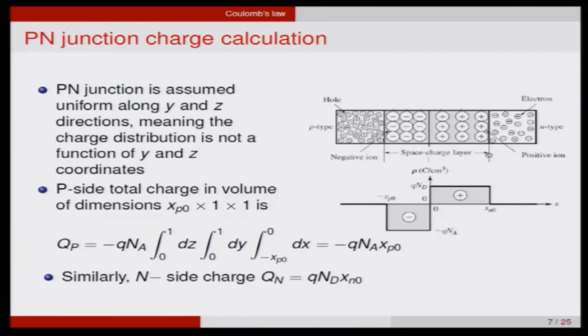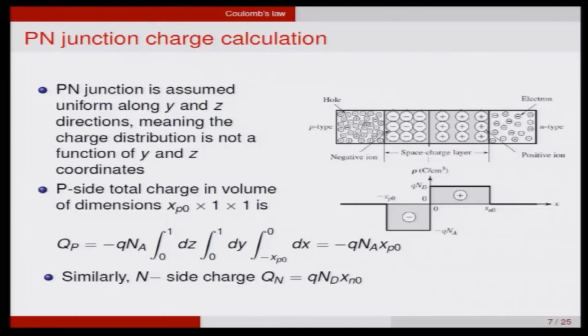A PN junction is an essential component for making up a diode, a MOSFET or a transistor. In a typical PN junction you will have doping, donors on one side and acceptors on the other side, and when they are made into contact with each other, charges of one type migrate to the other type, leaving behind what is called a space charge layer.